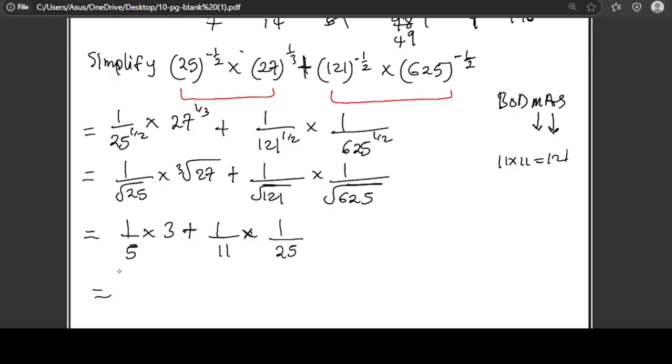And we said you have to multiply first before we add. So 1 over 5 times 3: 3 times 1, 3 over 5. So we have 3 over 5. Then plus 1 times 1, 1 over 11 times 25.